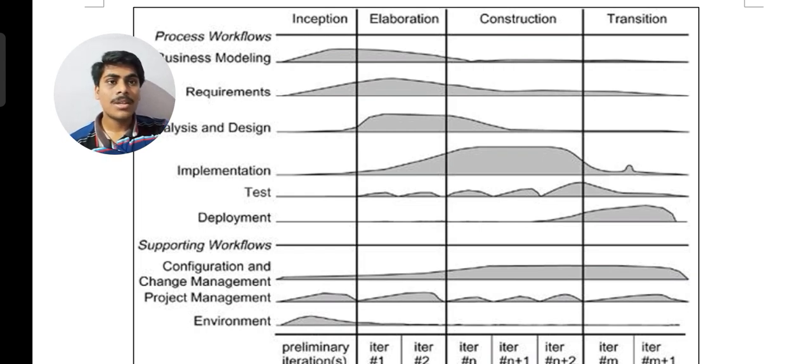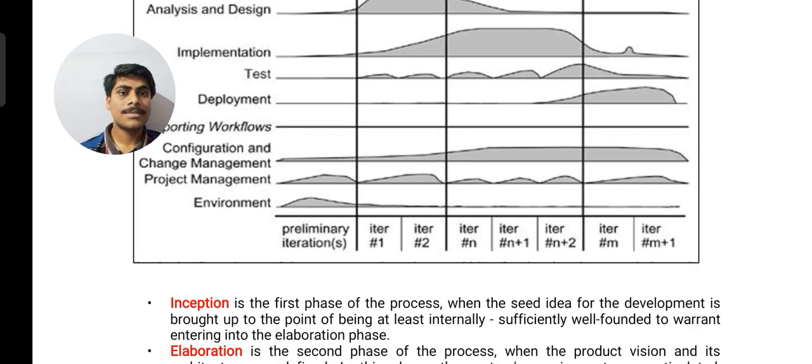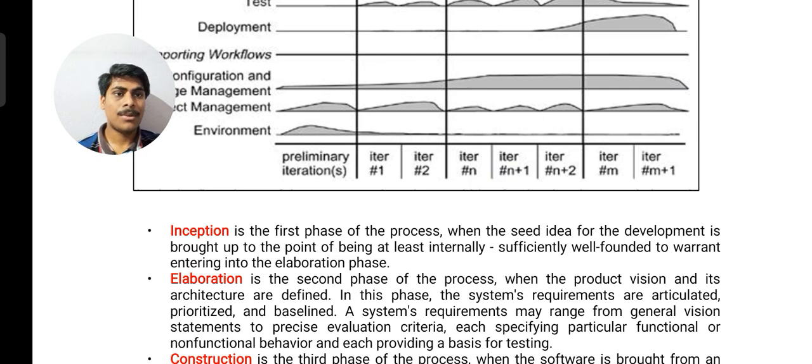Elaboration means the combination of communication and modeling. Transition is the last phase of the software development life cycle. Construction is the phase where we perform coding and testing; those two things are combined in the construction phase. Inception is the first phase of the process, when the idea for development is brought up to the point of being at least interactively begun. Simply put, inception means the starting stage of the project.